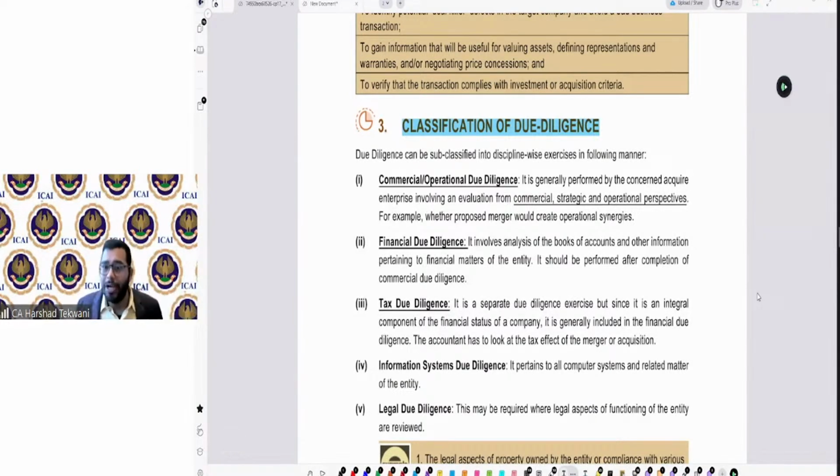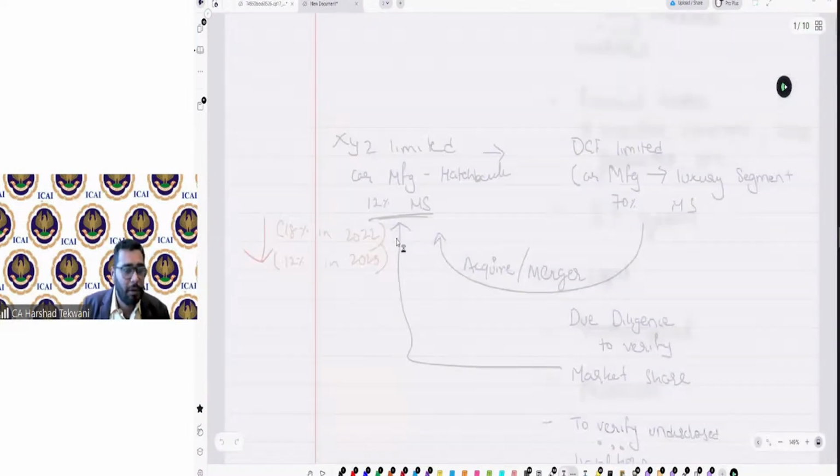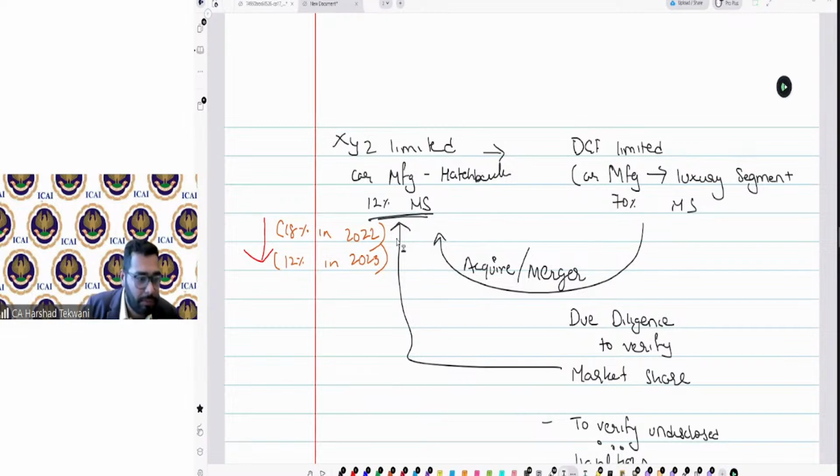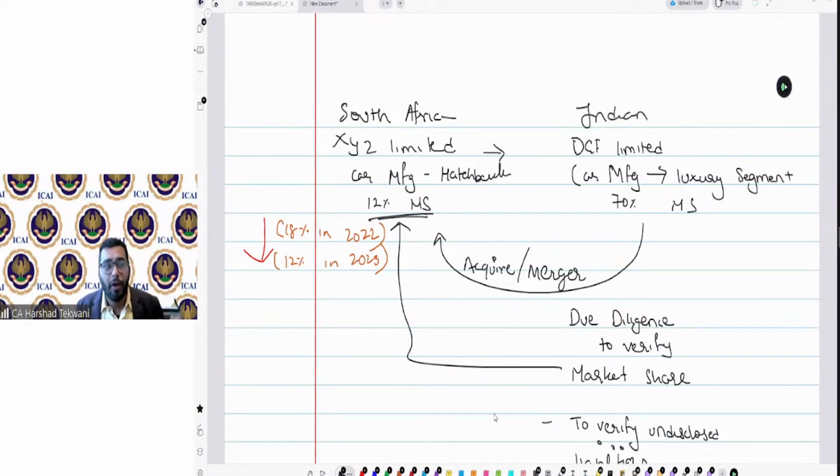Or let's say the company is already there, and another company in India wants to invest in South Africa. For example, let's say XYZ is already there in South Africa. This is the South African company and this is Indian. Now DEF, an Indian company, wants to acquire XYZ, the South African company, because they want to enter the South Africa market. Then they will do a due diligence and understand what the requirements are, what the tax implication will be, and everything.